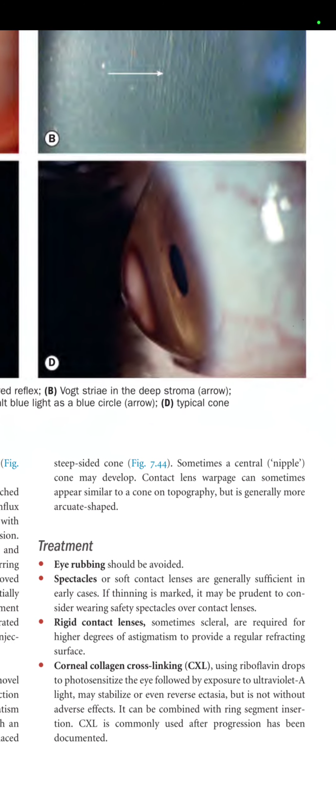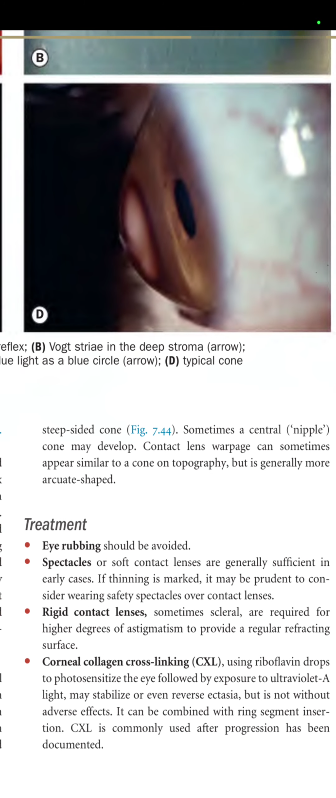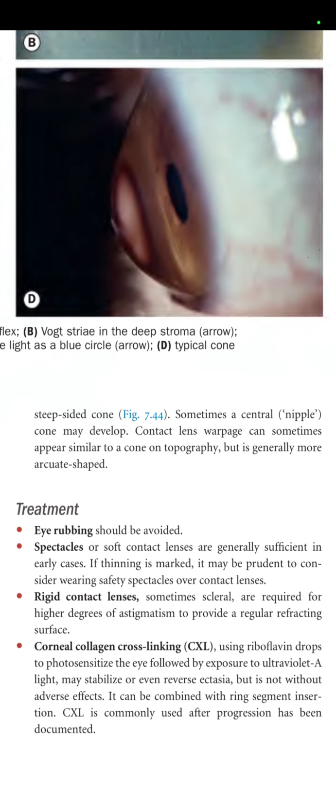Eye rubbing should be avoided. This is the general symptomatic treatment. Spectacles or soft contact lenses are generally sufficient in early cases. If thinning is marked, it may be prudent to consider wearing safety spectacles over the contact lenses.